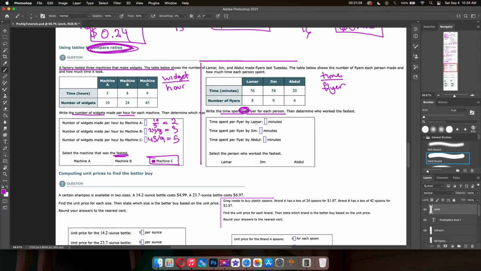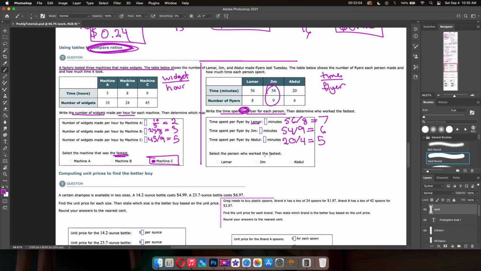So time for Lamar is what? 56. And then the number of flyers is 8. What's 56 divided by 8? 7. There's my answer. Time spent on the flyer for Jim. So time is 54 divided by 9. Again, I'm just lining up the data they give us. 54 divided by 9 is 6. Time spent per flyer for Abdul. So time is 20. And then flyers is 4. 20 divided by 4 is 5.